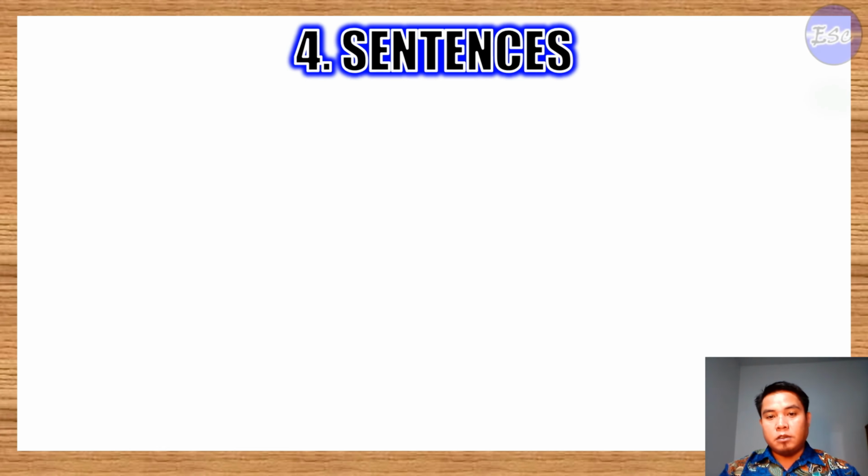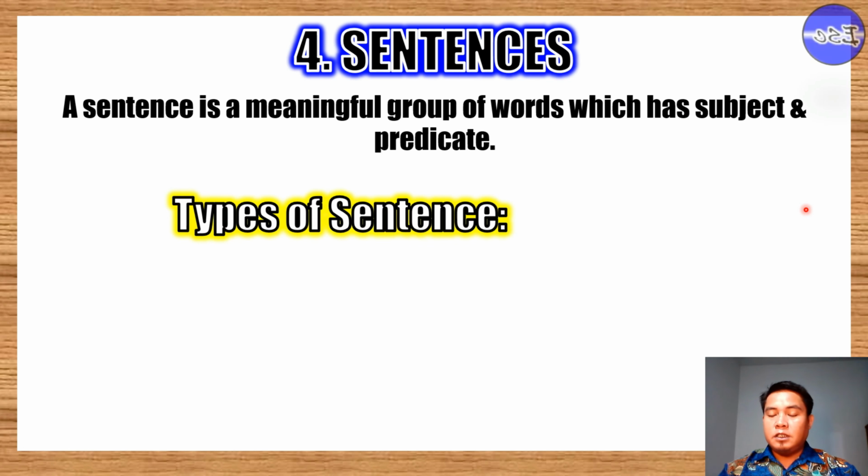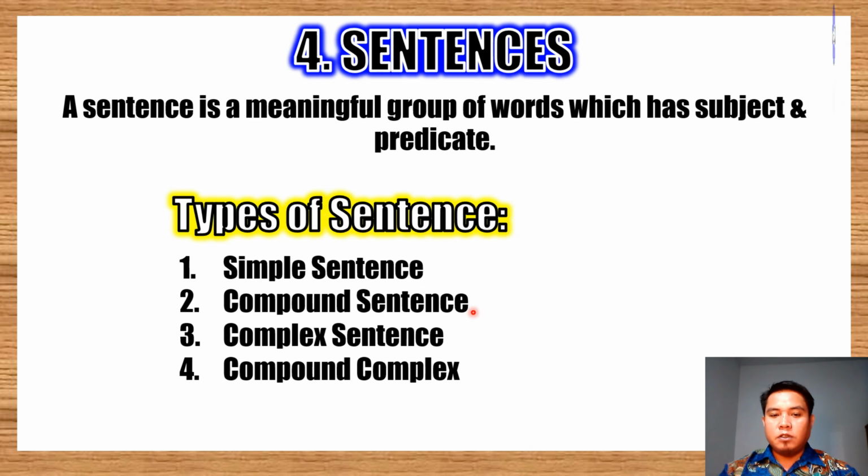And this is the last part, that is sentence. A sentence is a meaningful group of words which has a subject and verb or predicate. In English, sentences are classified into 4 types, and they are simple sentence, compound sentence, complex sentence, and compound-complex sentence. What is meant by these 4 types of sentence? As I previously mentioned, we'll be discussing them specifically.